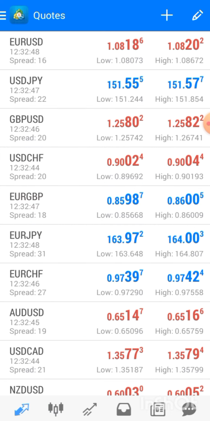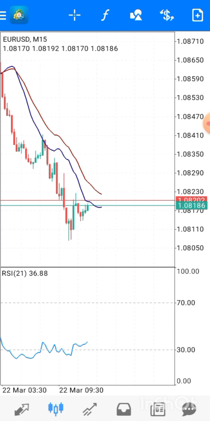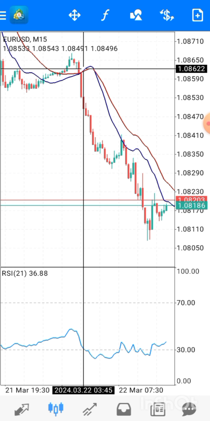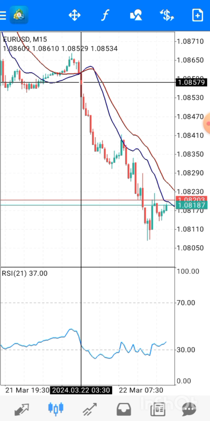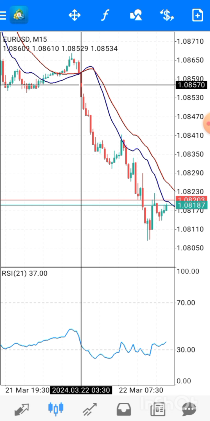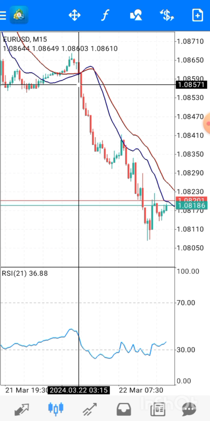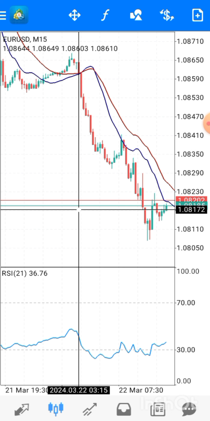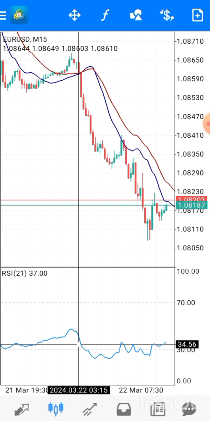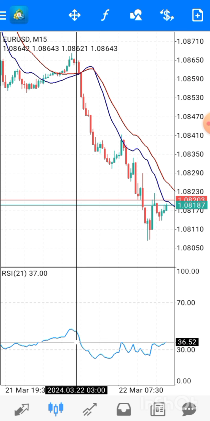Now, also I have Euro USD here. Look at Euro dollar, 15 minutes time frame still. Look at this close here. This big bearish candle closes below my moving averages, and as you can see, for confirmation, the RSI is heading towards 30%, below 50.